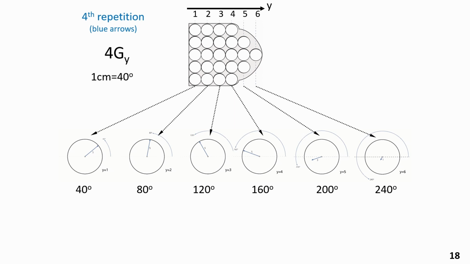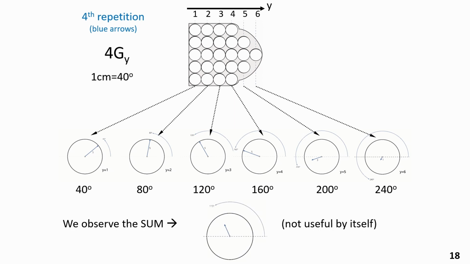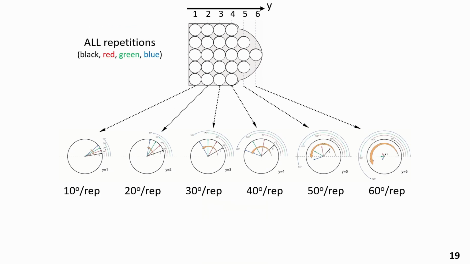Again, the blue vector's sum is useless by itself. However, we decide to take a picture and record this as well. If we now look at all additions together, then we have a new point of view. Each location contributes with a specific rate of change of phase across repetitions. At y equals 1, we get a rate of 10 degrees per repetition. At y equals 2, 20 degrees per repetition. At y equals 3, 30 degrees per repetition, and so on.